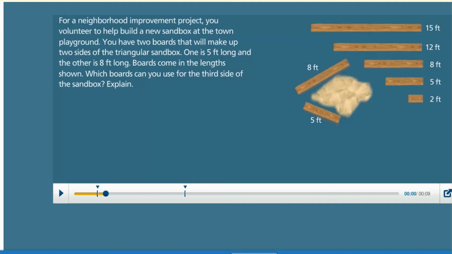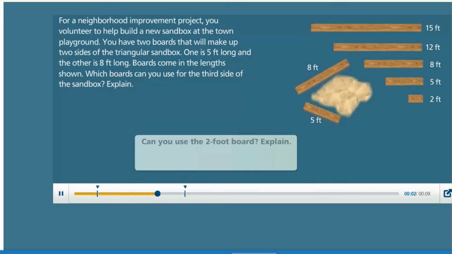So over on the right, we have boards of size 15, 12, 8, 5, and 2. We're already using the 8 and 5. So we want to know, for that third side, should we use the 15-foot board, the 12-foot board, or the 2-foot board, or does it really matter? So the question is, can we use a 2-foot board? And to explain, let's take a look at what happens if we use the 2-foot board.